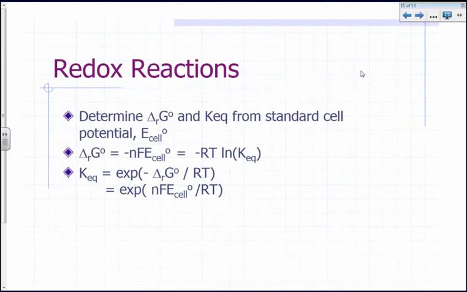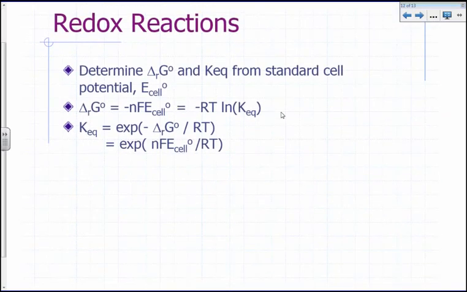So given that, we say now that delta G naught is negative nF times the standard cell potential, and that's equal to negative RT ln KEQ, so you can solve for your KEQ. So it's a simple math rearrangement here.